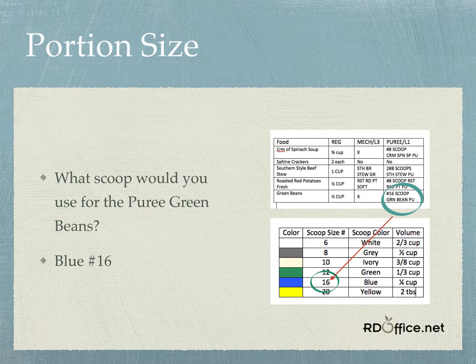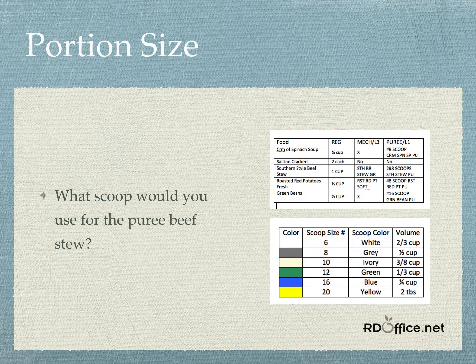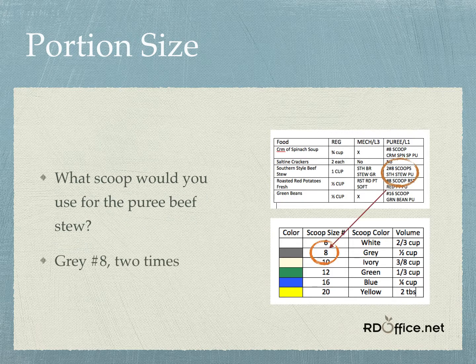What scoop would you use for the pureed green beans? Now, according to our example, it says we'd use the blue number 16. Why do we use a number 8 scoop for the regular green beans and serve a number 16 scoop for the pureed green beans? Well, when the green beans are pureed, they become more dense. Therefore, we get the same amount of beans in a smaller scoop. What scoop would you use for the pureed beef stew? We would use the gray number 8 scoop 2 times, so we would put 2 scoops of the pureed beef stew on the plate for service.